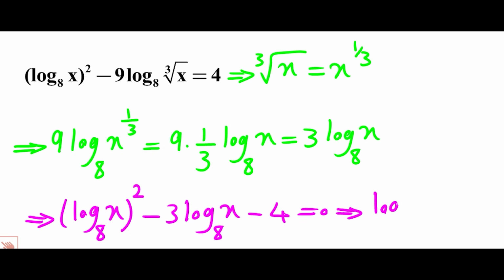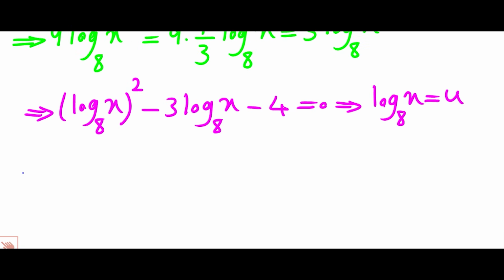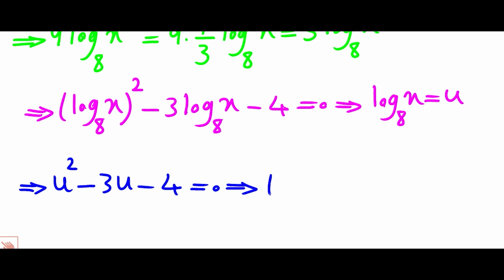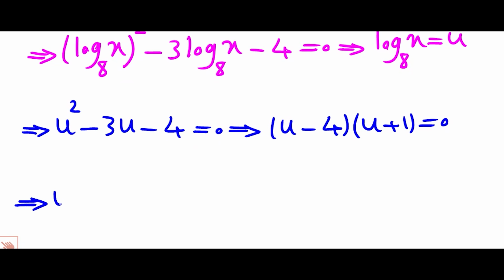Let log base 8 of x be u. So the equation turns into a quadratic, meaning u squared minus 3u minus 4 equals 0. Factoring the quadratic, we have (u minus 4) times (u plus 1) equals 0. So u is 4 or u is negative 1.